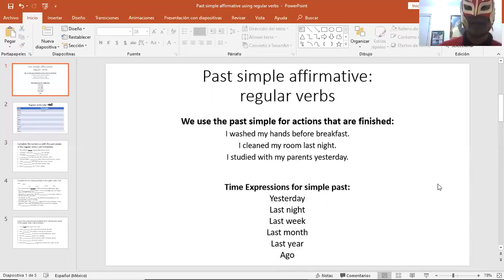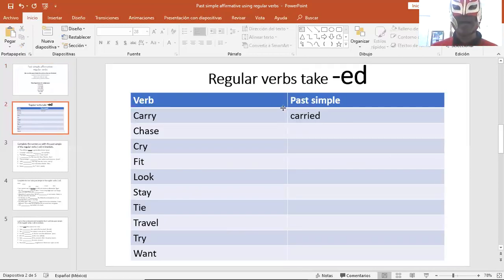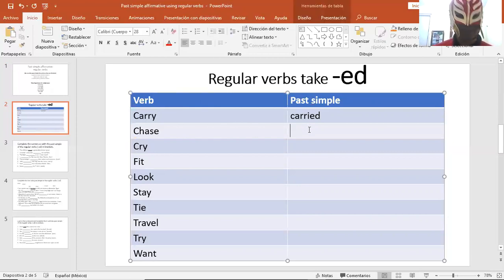Now we're gonna go to the next page and we're gonna practice regular verbs, okay? Remember that regular verbs take -ed. So right here we have the verb in present, and right here we're gonna be writing the verb in past simple. The first example is carry. In past simple is carried using -ed. Now chase, okay, right here you have chase, and the past simple of chase is chased, okay?